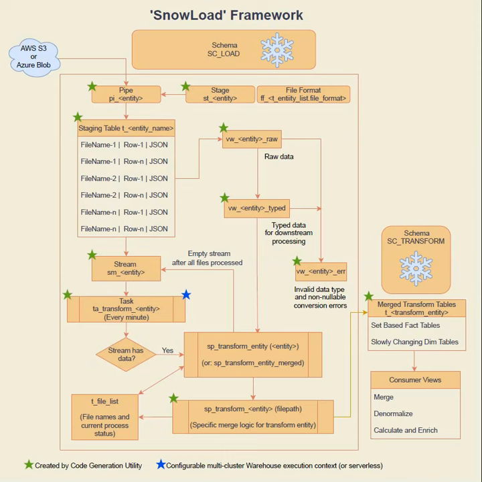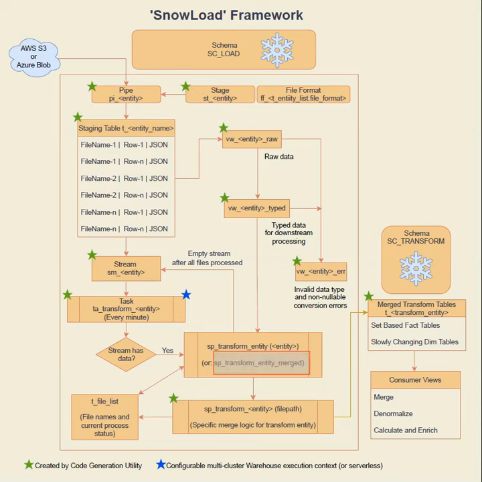If there is new data to process, the task calls the task handler SP-transform entity and passes the entity name as a parameter. SP-transform entity calls the transform procedure created by the CodeGen process, which will update the transform fact or dimension table with the new source input. By default, source input files are processed sequentially within entity in ascending file name sequence to limit the risk of back-leveling data in transform processing.